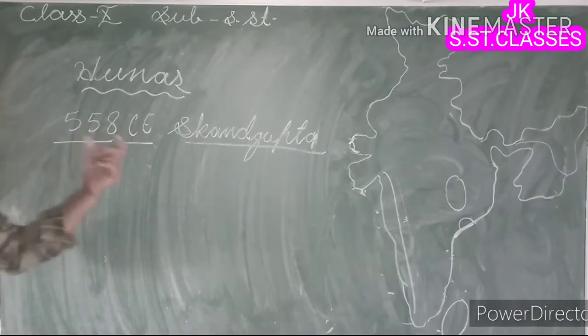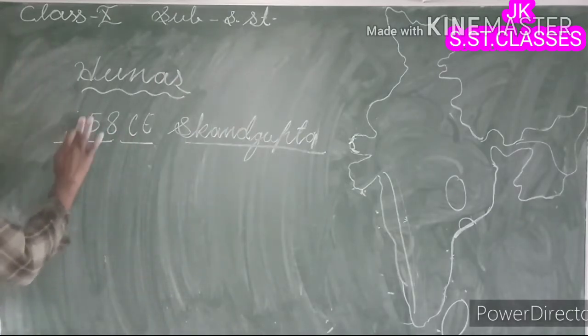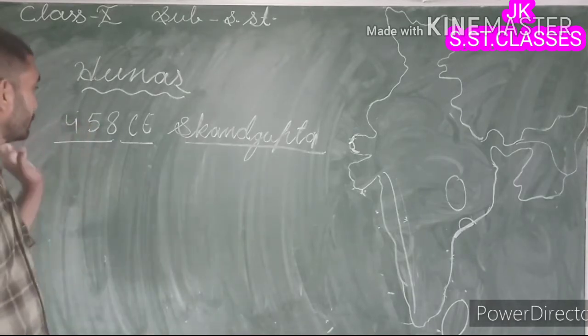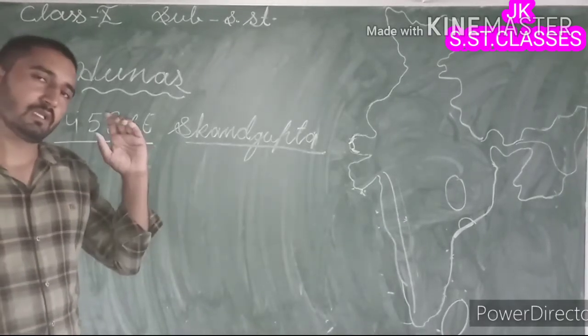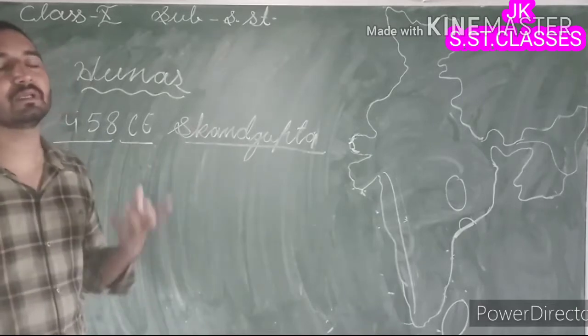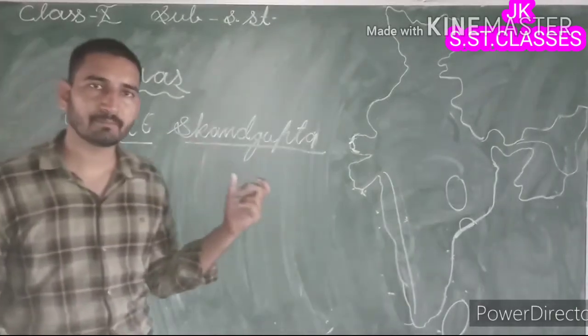But in 558, sorry, it is not 558, it is 450. Sorry for that. So in 458 Common Era, first of all, the Hunas invaded India, or we can say that the Hunas invaded the Gupta Empire, but they were defeated by Skandagupta.